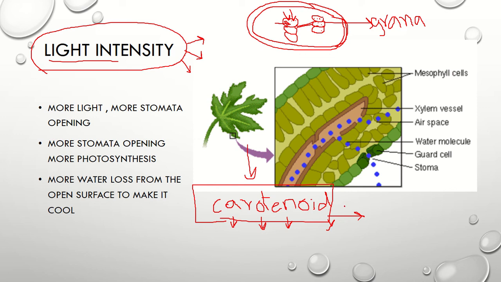So if there is more light, there is more photosynthesis, more stomata opening, so more transpiration. But if the light is intense, the transpiration rate can be stopped. How can it be stopped? Because it can damage the chlorophyll, and if there is no chlorophyll, there is no photosynthesis, so stomata opening and closing will be stopped.